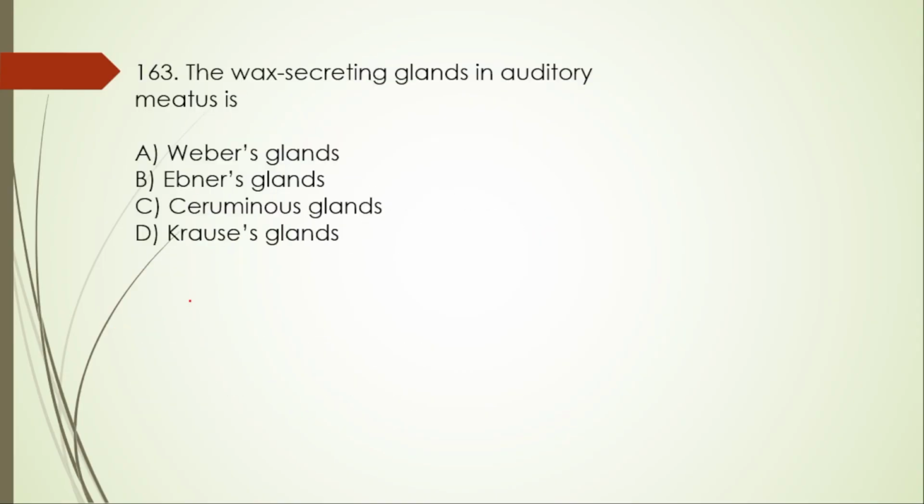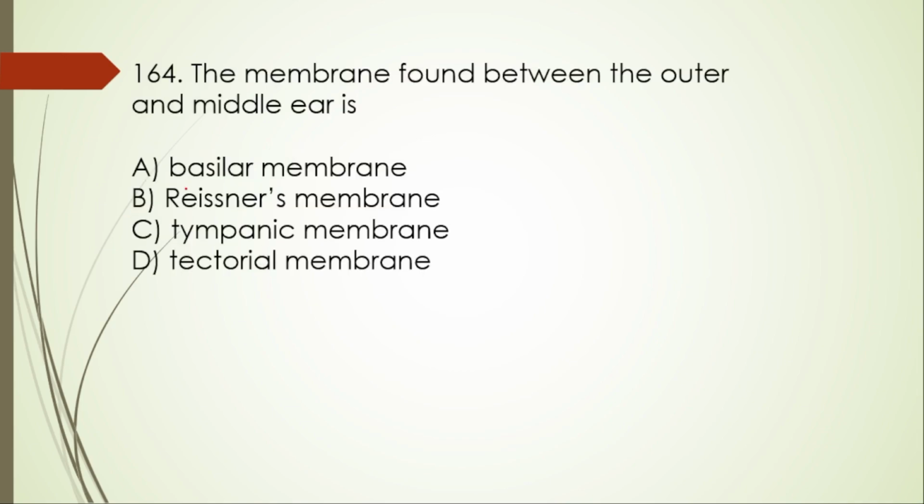Next question, 163. The wax secreting glands in the auditory meatus are: A. Weber glands, B. Ebner glands, C. Ceruminous glands, and then D. Krause glands. So here the right option is option C. 164. The membrane found between the outer and middle ear is: A. Basilar membrane, B. Reissner membrane, C. Tympanic membrane, D. Tectorial membrane. So here the right option is option C.